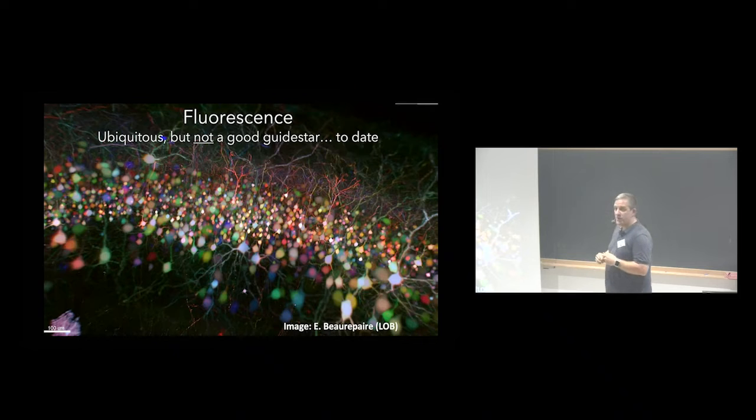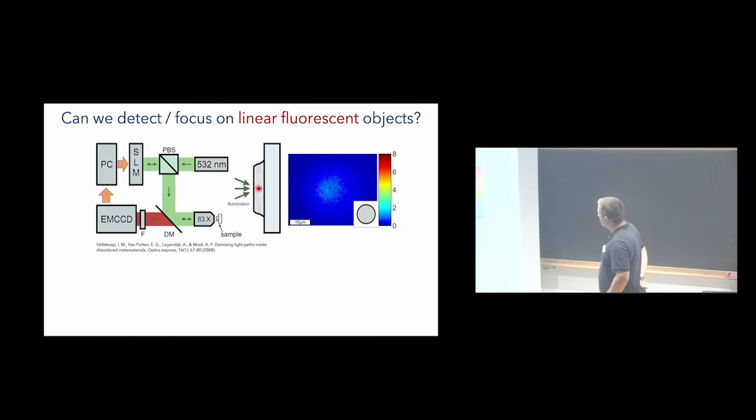So we really tried to explore fluorescence as a way to do imaging in tissue, and I will walk you through some of the work we did, because it's so widespread, and also there is so much light. Fluorescence is actually very nice. You typically have a lot of signal compared to second order or third order fluorescence, for instance. So why is it not a good guide star?